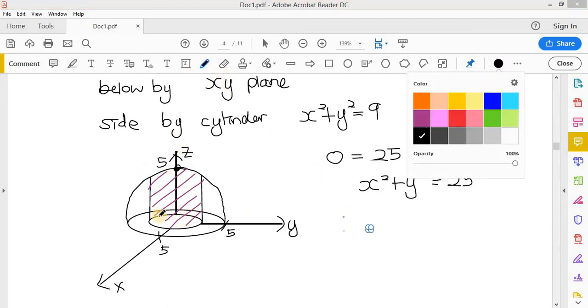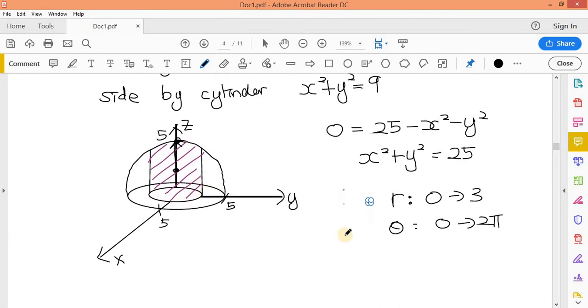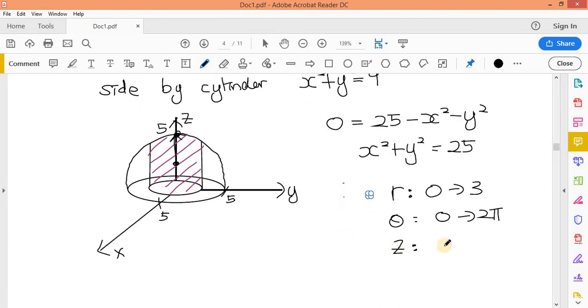From top view, look at the XY projection. You will see a circle with radius 3. So I don't draw it anymore. So I define the radius 0 up to 3, complete circle, so it is 0 up to 2 pi. And when you refer up, you see the surface from the hemisphere. And when you refer down, you see a flat surface at the height z equals to 0. So it will be from 0 up to 25 minus x squared minus y squared. So this one is your hemisphere.